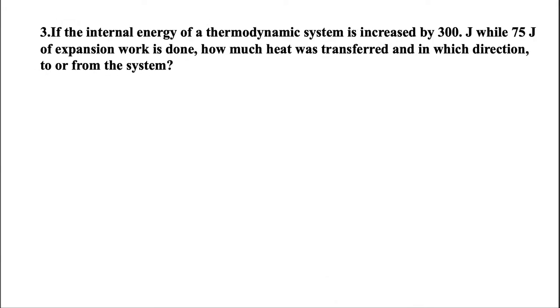Let's go to problem 3. If the internal energy of a system is increased by 300 joules while 75 joules of expansion work is done. So here is the catch point. Expansion work means the system is expanding, means the system is doing the work. Therefore here work is a negative term. How much is that? Negative 75 joules. And the internal energy of the system is increased by 300 joules. Therefore system energy is increasing. That should be a positive term.